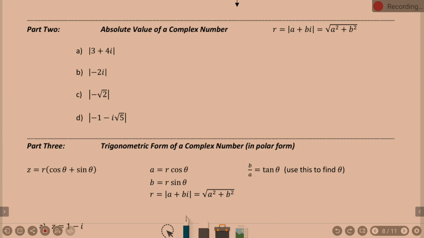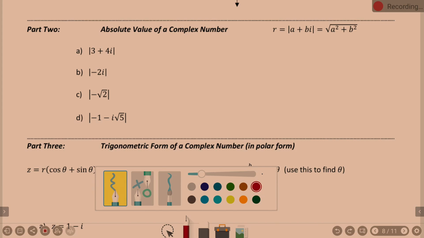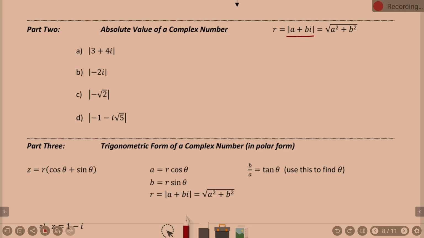But this is how to find the absolute value of a complex number. When we talk absolute value, in just a normal plain regular real number, absolute value is just the distance from 0, make it positive. In a complex number, it's not quite that easy. So in order to do absolute value of a complex number, we have a formula. The absolute value of a plus bi, the formula is the square root of a squared plus b squared.